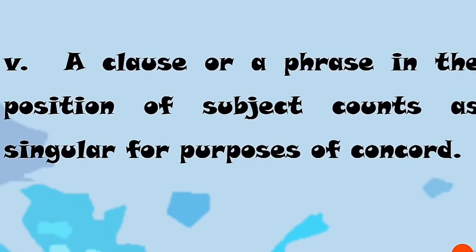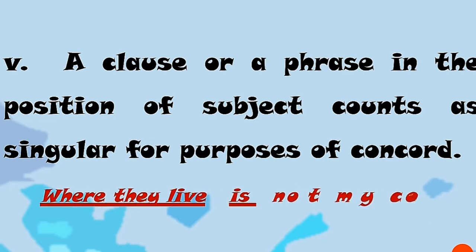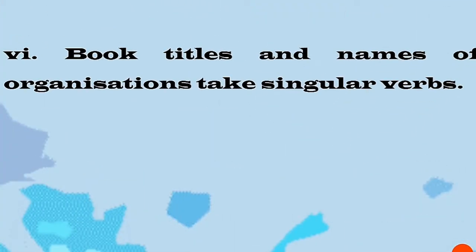A clause or a phrase in the position of subject counts as singular for purposes of Concord. For example, where they live is not my concern. Where they live is a noun clause acting as a subject of the verb is. Since it is considered singular, the verb is singular.